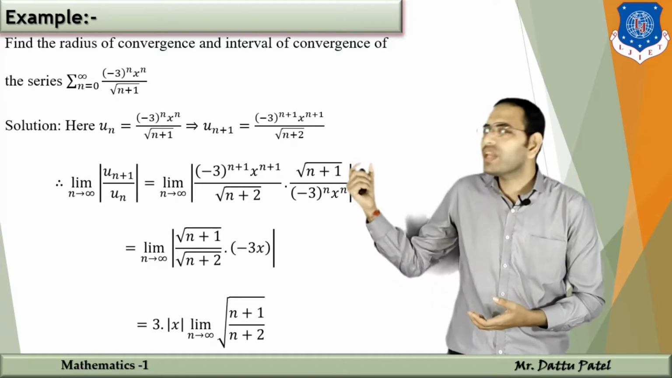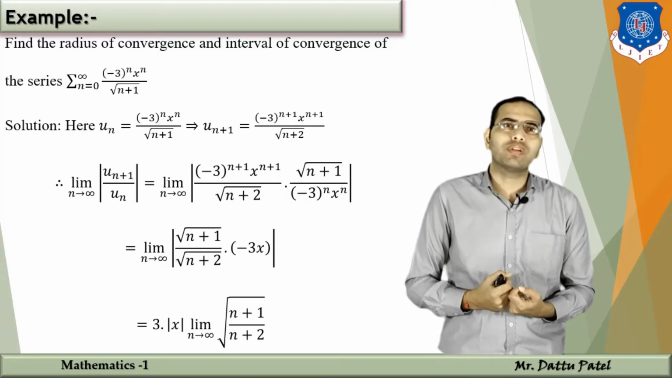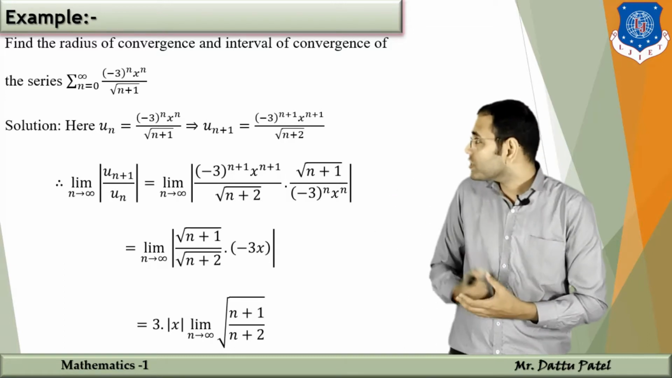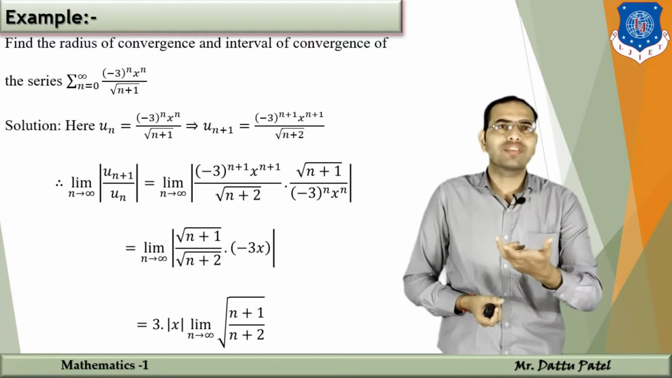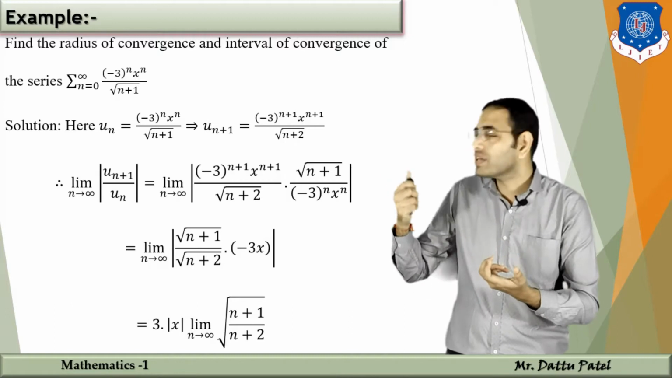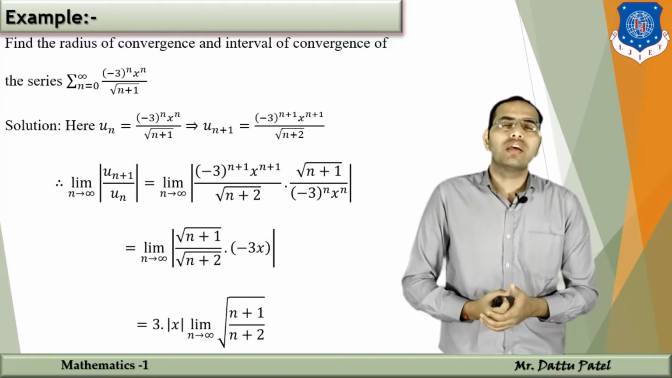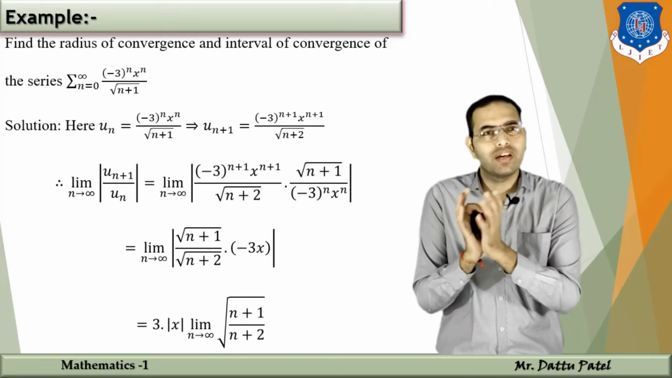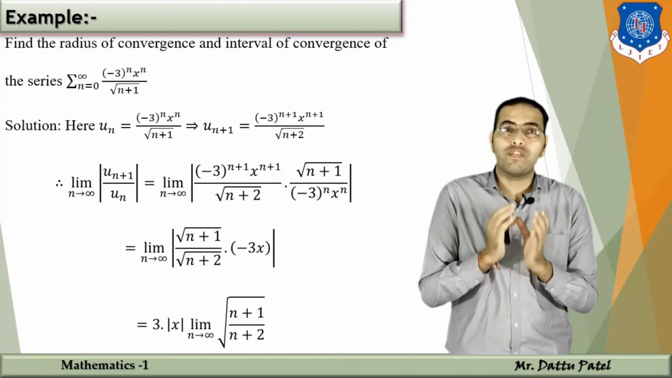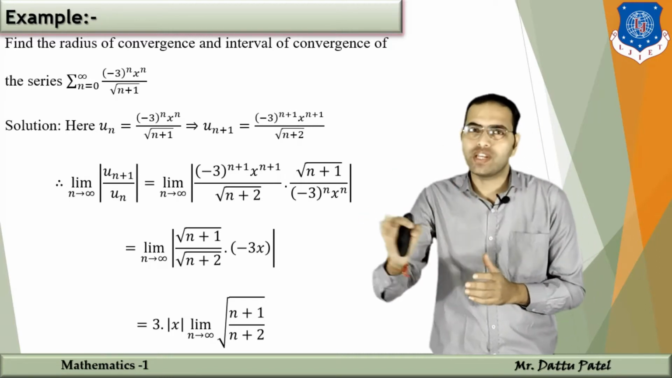Here u_n equals (-3)^n x^n upon square root of n plus 1. Here our question is in the form of a constant raised to n, times x, where x is a variable, so we can say that it is a power series. Since it has a constant raised to n, obviously we have to apply the ratio test. But the ratio test is applicable only for series of positive terms.